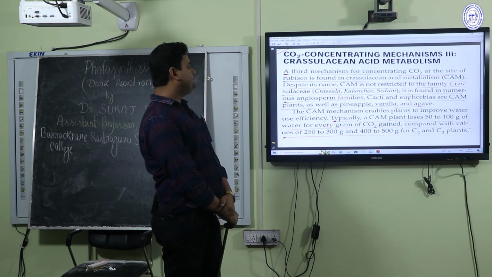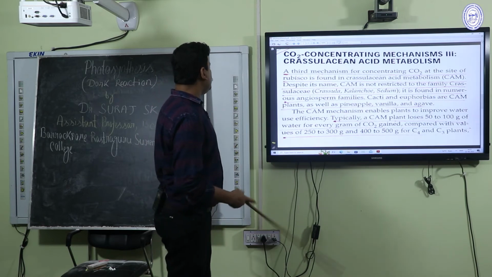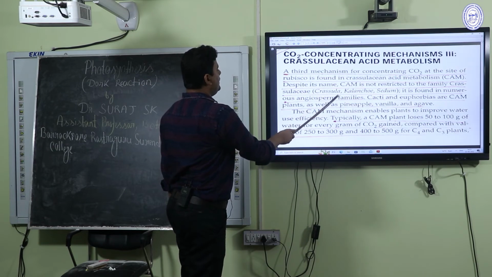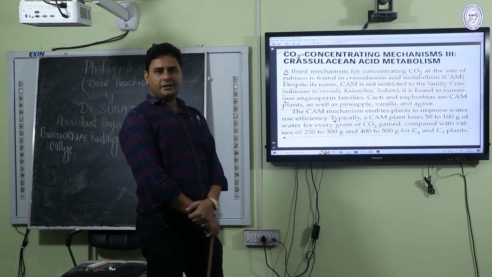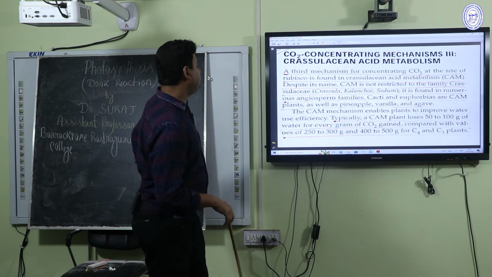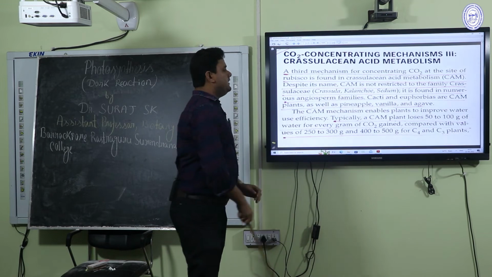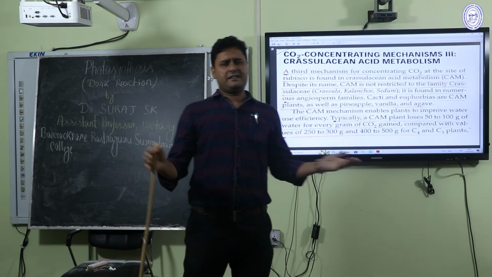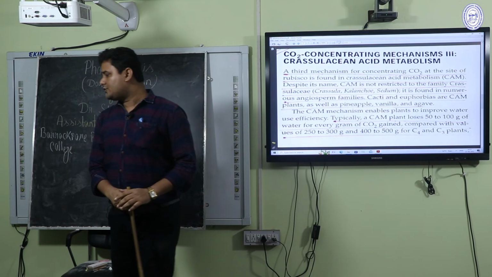Now, what happened? Oh, I want to mention that some plants, these are the plants, Crassula, Kalanchoe and Sedum. These are the plants in which the CAM pathway is observed. Also pineapple, vanilla, agave, cactus. Actually, desert plants. Now, come to the pathway.